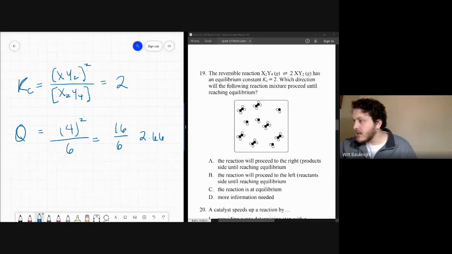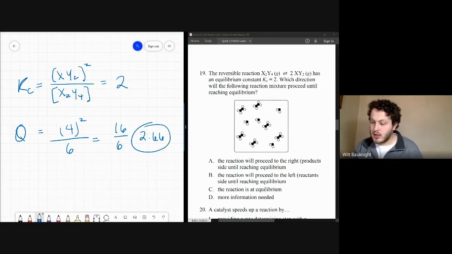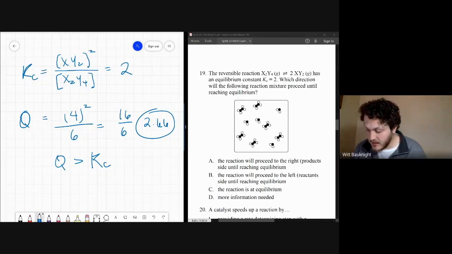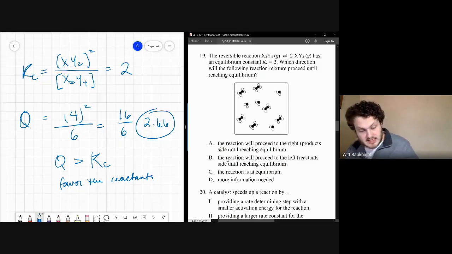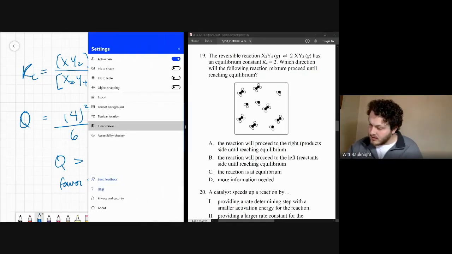This is problem 19. It means that Q is going to be greater than Kc. And if Q is greater than Kc, then we know that this reaction is moving towards the left. It's going to favor the reactants. So that lets us know that this reaction will proceed to the left until the reactant sides meet equilibrium. So that's B. All right, clear canvas.